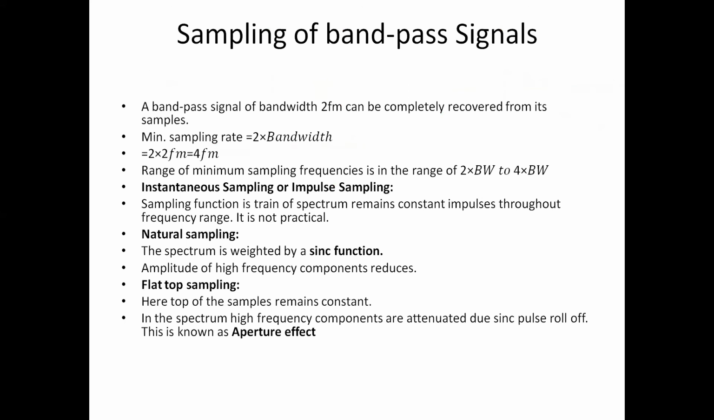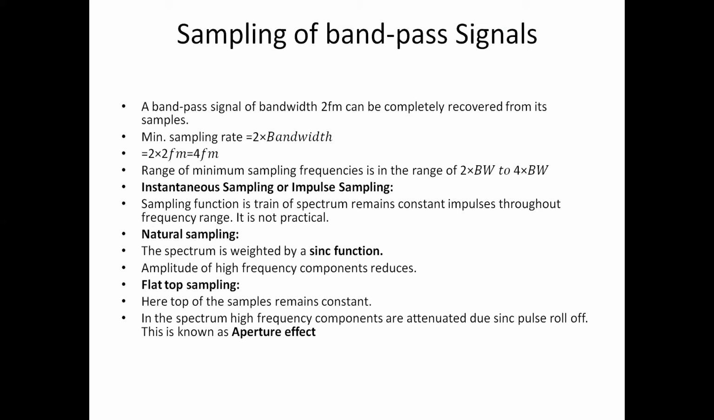Now, sampling of band pass signals, the signals which are limited to a particular band. A band pass signal of bandwidth 2 fm can be completely recovered from its samples. However, the Nyquist criterion should hold. The minimum sampling rate should be 2 into the bandwidth, which is 2 into twice fm according to the Nyquist criterion. That makes it 4 times the maximum frequency component. The range of minimum sampling frequency is 2 into the bandwidth to 4 into the bandwidth.